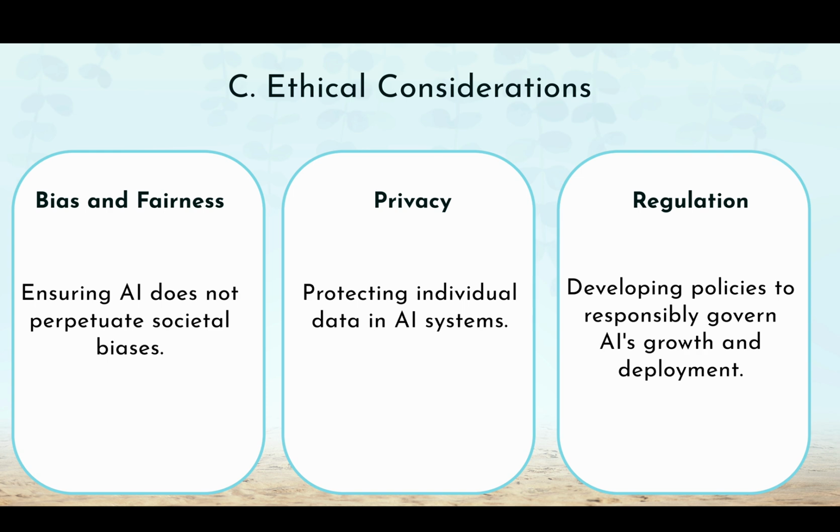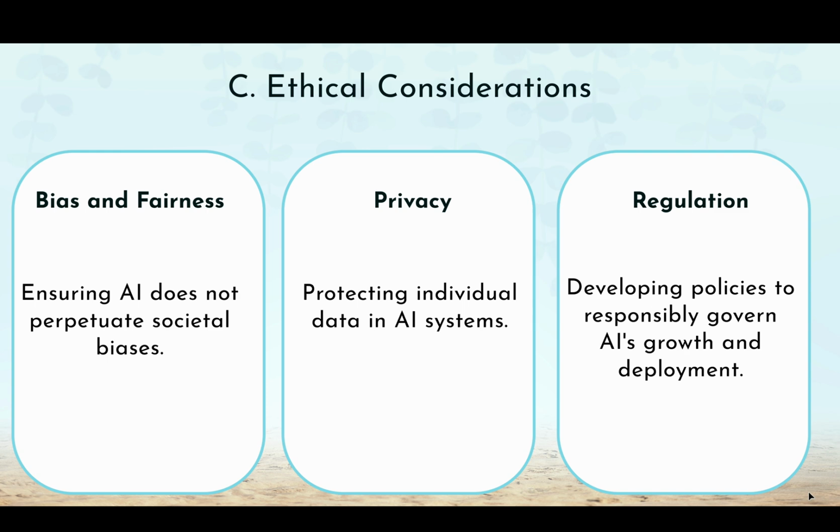Regulation. As AI becomes more powerful and widespread, regulation is essential to ensure responsible development and deployment. Governments and organizations are working to establish policies that govern AI's growth, ensuring that its use is ethical, transparent, and beneficial to society while minimizing potential harms like misuse, bias, and privacy violations.